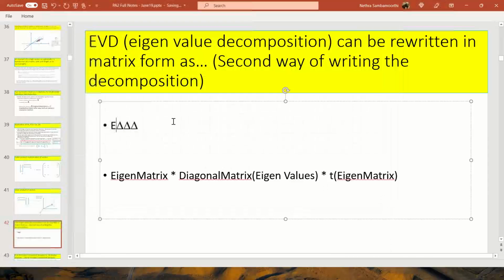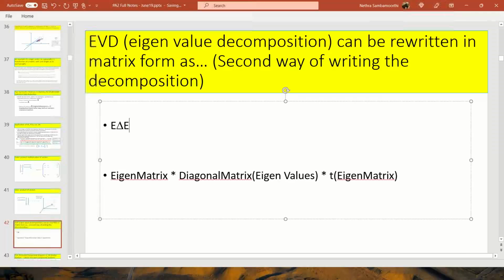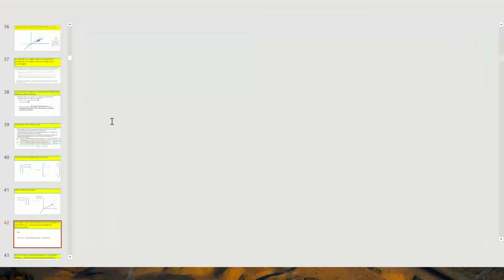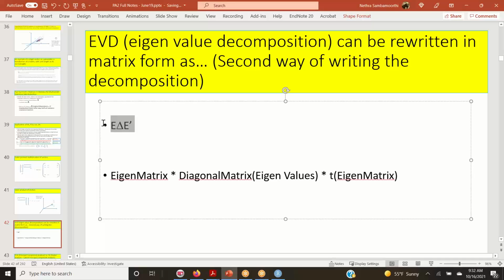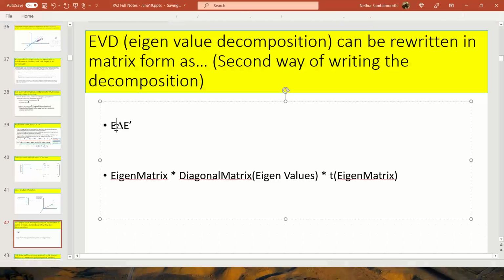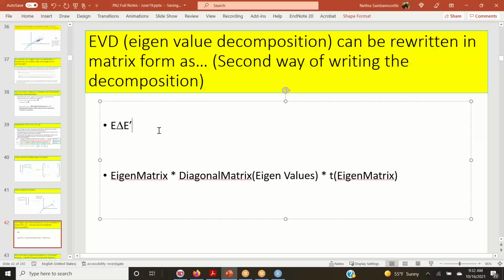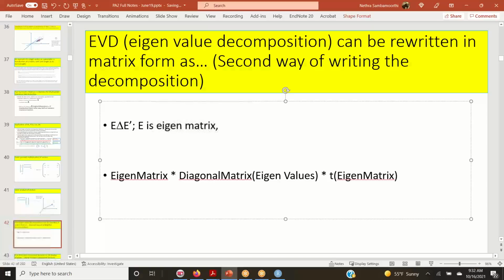I have to close it. E prime. Sometimes I say prime or transpose, right? You remember that? This is the eigen matrix, delta E prime. This is the matrix notation, okay? And what is E? All eigenvectors. So I call it the eigenmatrix. E is the eigenmatrix. Everybody understands? Yes, sir.